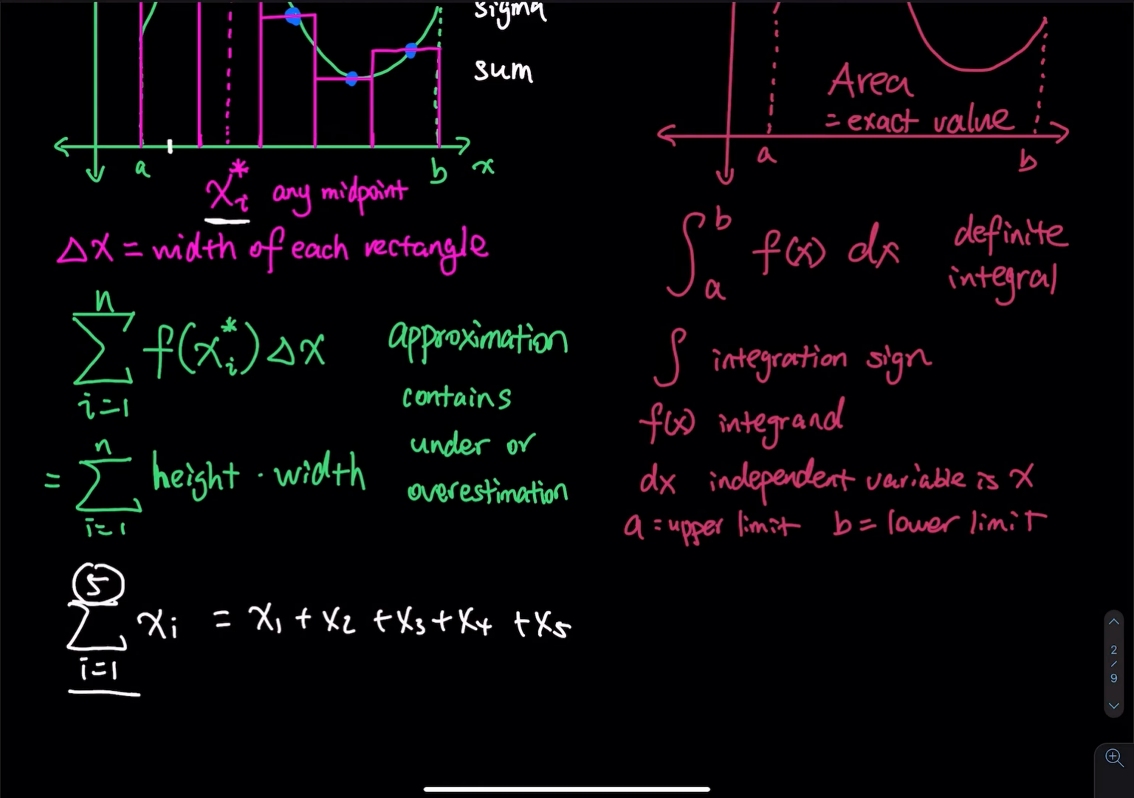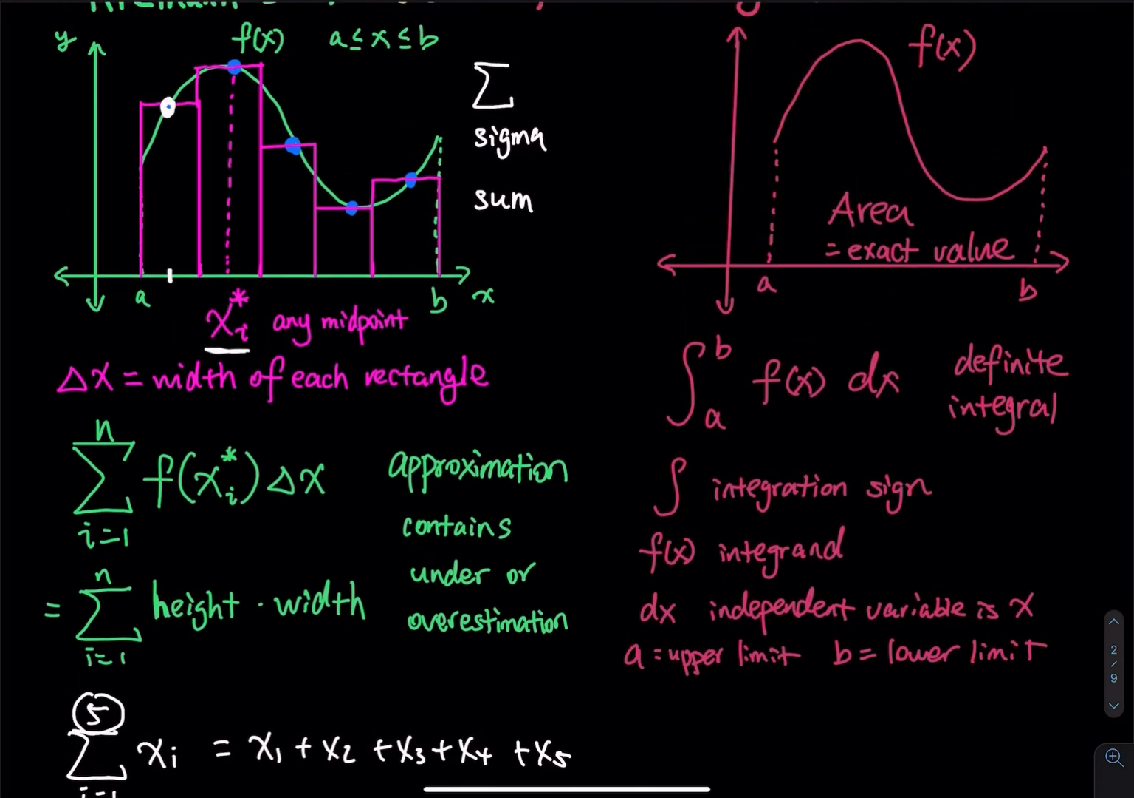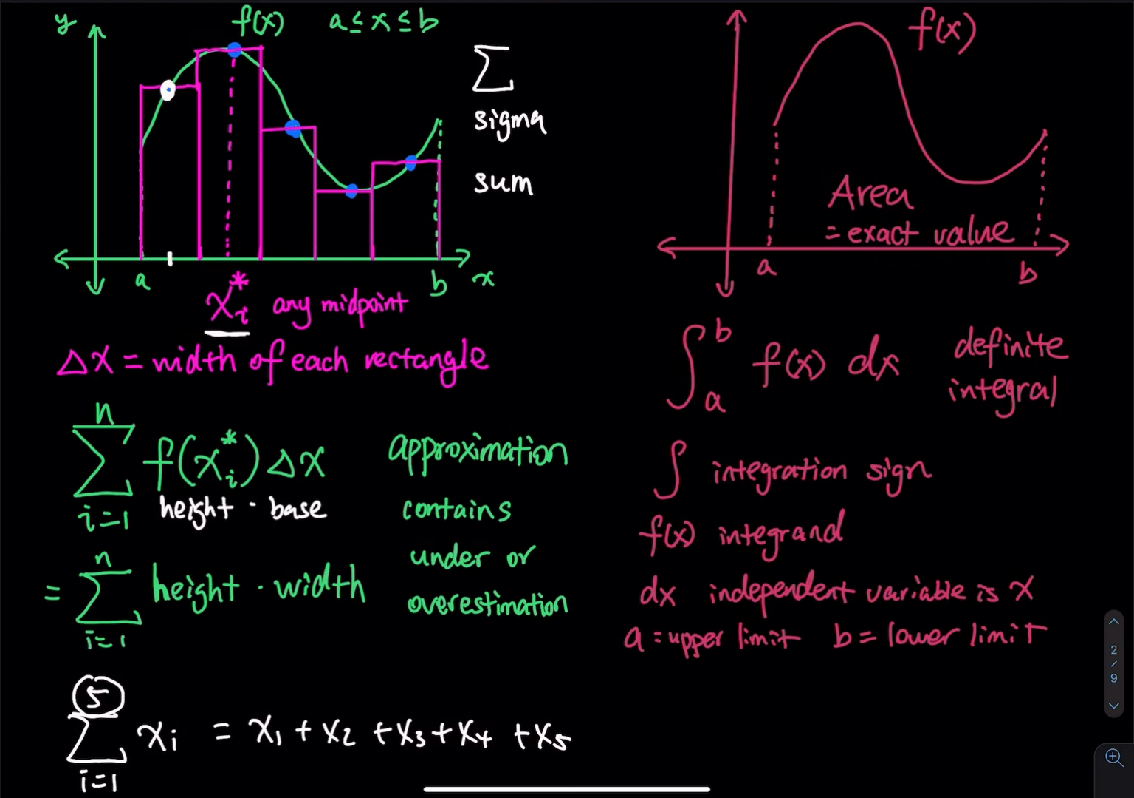So f of x i star, what is f of x i star? It helps you to determine the height. So this one is the height. Again, in x i star, the star means any x value between the lower limit and upper limit of the domain. And then the delta x is the base. And this is the height times width, or you can say the height times the base.